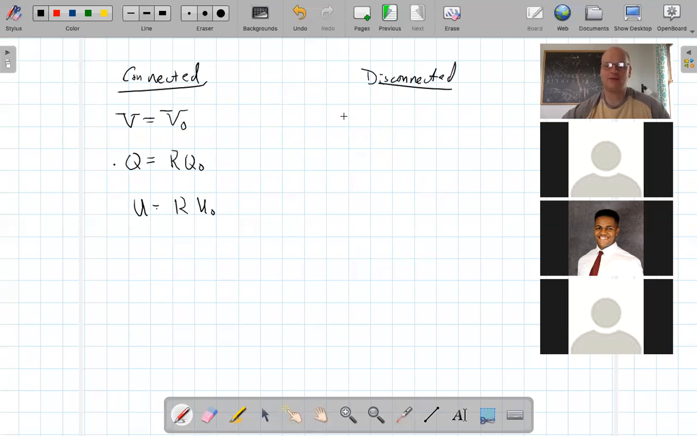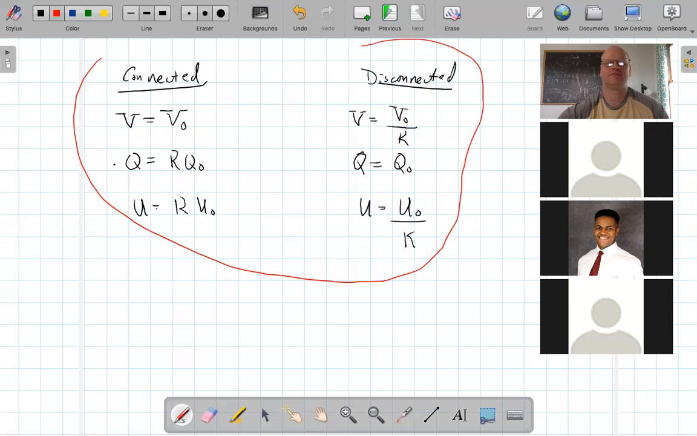When it's disconnected, what happens in this case is when I insert the dielectric, the charge now remains the same. But since the electric field has now decreased because of that polarization from the dielectric, the potential will decrease by a factor of the dielectric constant, which means the electric field also decreases by a factor of the dielectric constant. And the energy also decreases by a factor of the dielectric constant. Okay. Now, both of these are only true when I am inserting the dielectric.